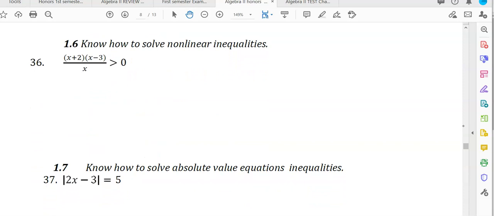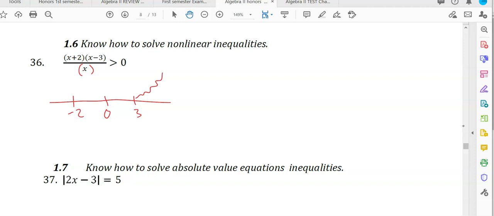Now to solve nonlinear inequalities. So this one would be squiggly line kind of stuff here. So you want to draw a line, put your critical points, -2, 3, in this case 0, because that's a factor as well. So that's where the 0 comes from there. Plug in a point bigger than 3, like 5. So 5 plus 2 is positive, 5 minus 3 is positive, 5 is positive, positive by positive is positive. It's definitely positive.